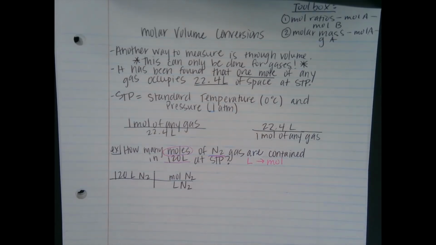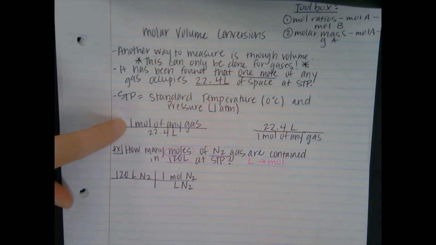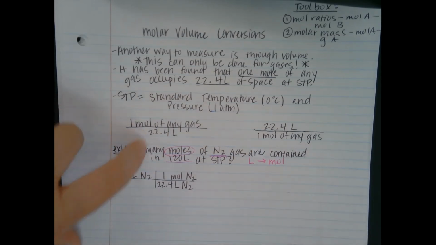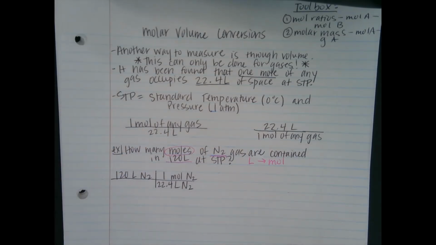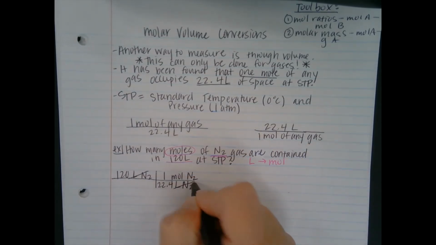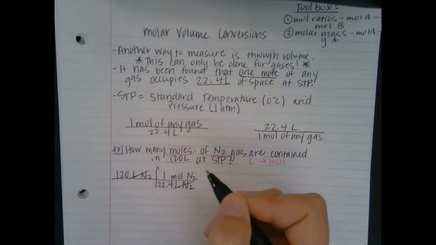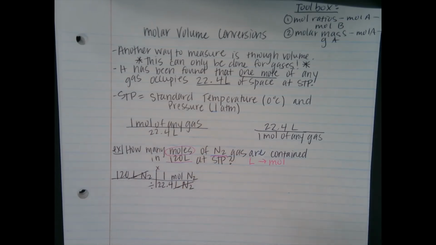So now I need to think, what numbers are going to go where? I need to think about this ratio and where I put what. What number is going to go on the top? 1 mole, because 1 mole of any gas at STP will occupy how many? 22.4 liters. It's always going to be 22.4 for 1 mole at STP. Liters N2 cancel with liters N2. What mathematical function do we do across the top? And on the bottom? So divide on the bottom: 120 divided by 22.4.